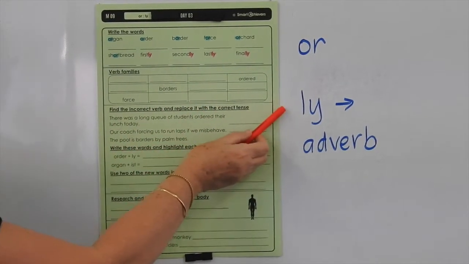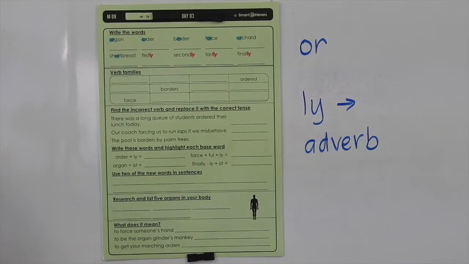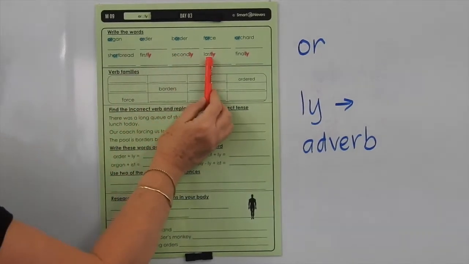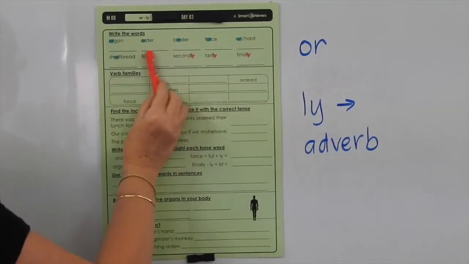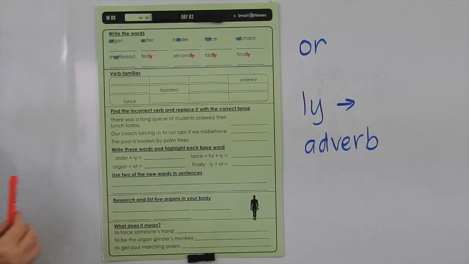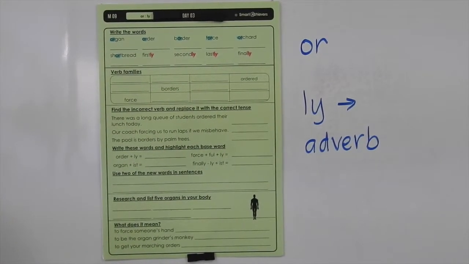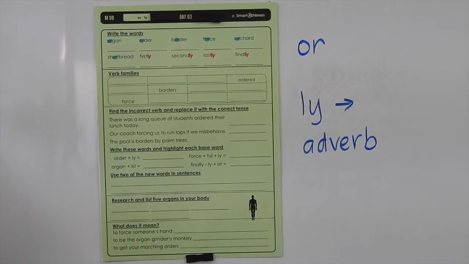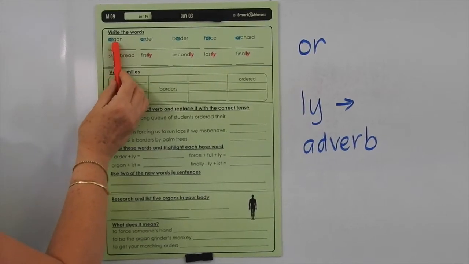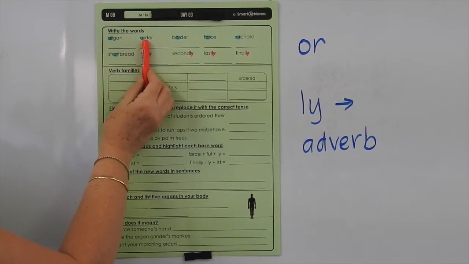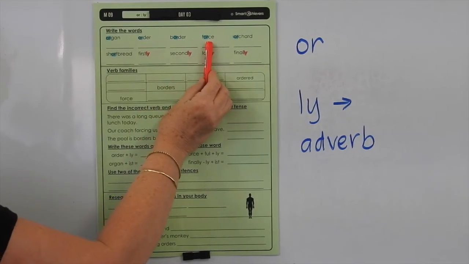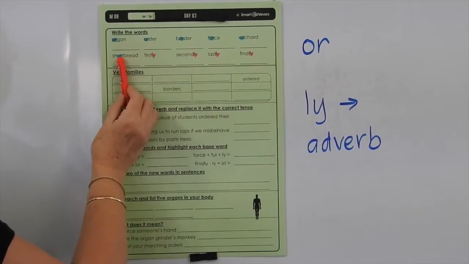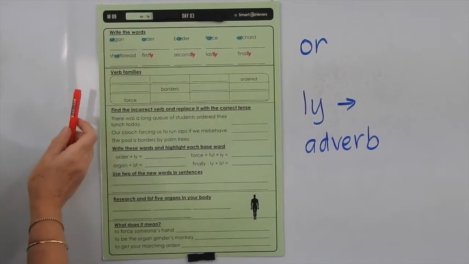So we commonly add ly to the end of a word to form an adverb. Firstly, secondly, lastly, and finally are very handy words to make sure that you can spell, because you will use them in a persuasive text. So let's have a look at the words. Other words, we've got organ, order, border, force, orchard, shortbread, and we've just read through those ones.